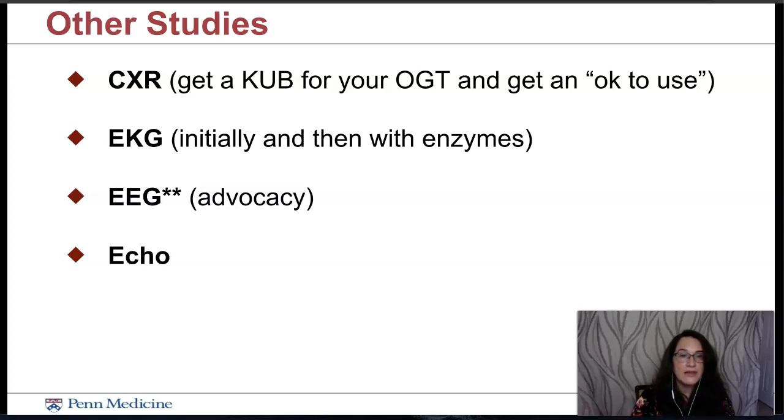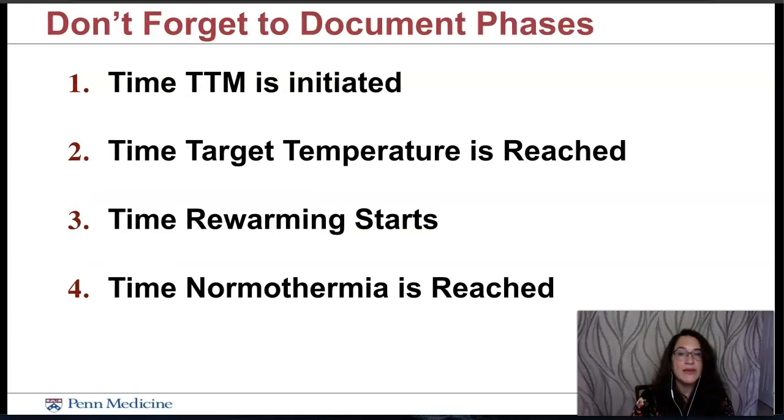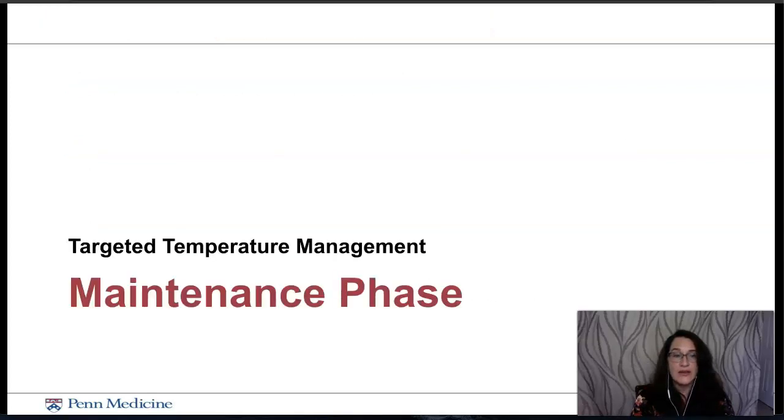And then the P would be for patient, but it's not really in the pathway. Don't forget to document your phases. Just remember about the time stuff, and that's in the nursing policy. You want to document the time TTM is initiated, the time target temperature is reached, the time the rewarming starts, and the time normothermia is reached. Make sure you're documenting that somewhere in the notes or in the provider notified or something so that it's easy for us to see.